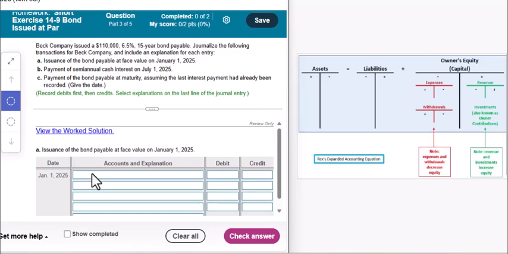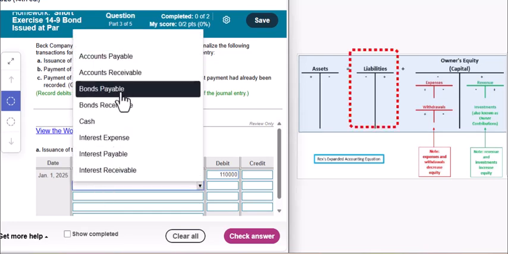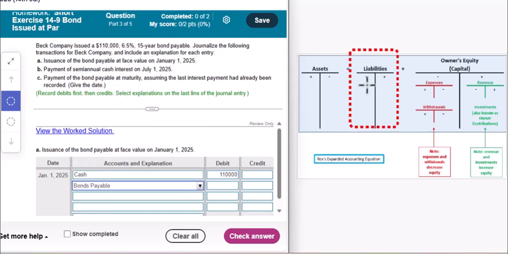So we're going to go ahead and increase cash with a debit since it is an asset. So that's 110,000. And then we got the bond payable in return. So that's going to increase our bond payable, which is a liability, which increases on the right with a credit. So we'll go ahead and input 110,000 right there.